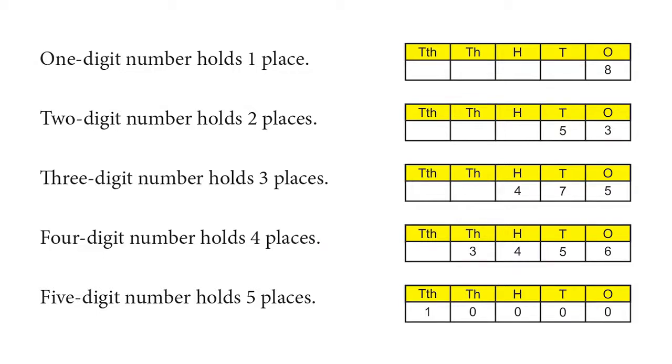Coming down to page number 55, place value house. Did you see the 1 digit number holds 1 place, 2 digit number holds 2 places, the tens and the ones. 3 digit number holds 3 places, 100, tens and ones, and 4 digit number holds 1000, 100, tens and ones, and 5 digit holds 10 thousands.